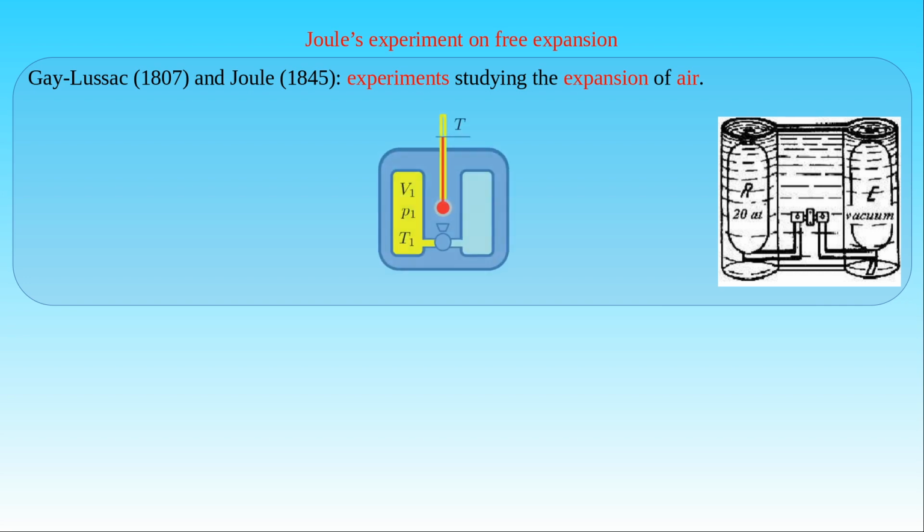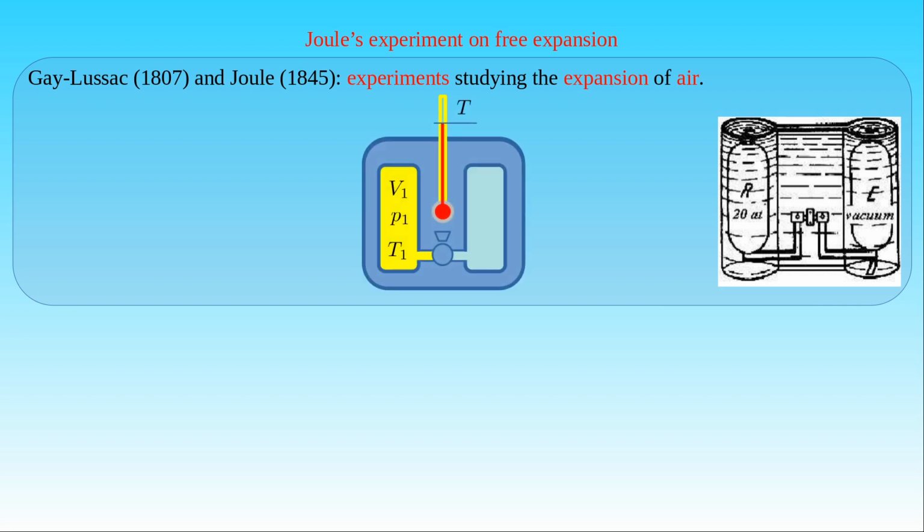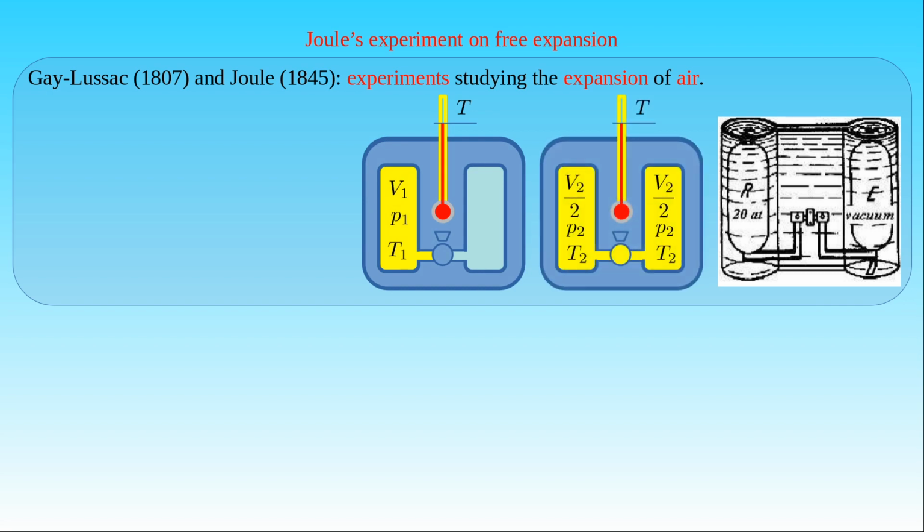Let V1 and P1 denote the volume of the identical containers and the initial pressure in the container R respectively. If we open the valve, then the gas will expand and fill the evacuated container. As a result, the expanding gas equalizes the pressure in the containers and reaches equilibrium. Then the volume V2 of the gas after its free expansion will be equal to 2 times its initial volume V1, while its pressure drops to 10 atmosphere. That is, the final pressure P2 of the gas will be the half of its initial pressure P1.